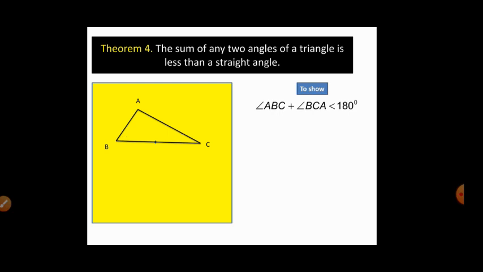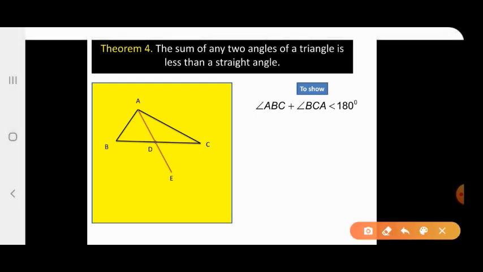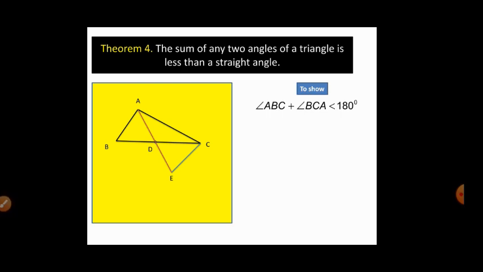Now consider the midpoint D of BC, and now join AD and produce it up to the point E, so that AD equal to DE. And now finally join EC.